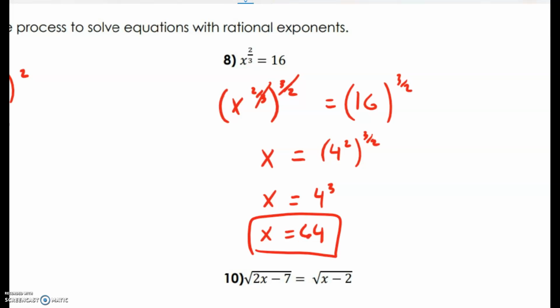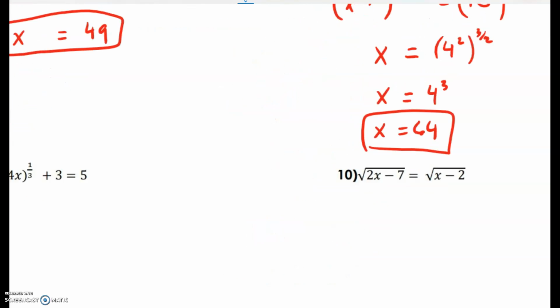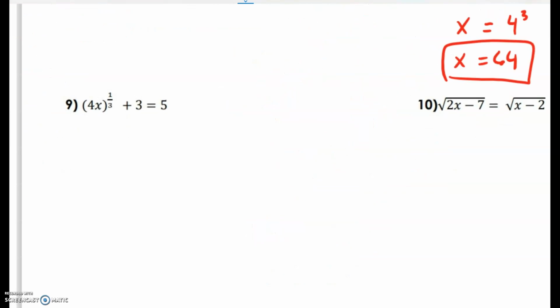64 is my answer. Okay, let's try another one like that. So we got (4x) raised to the 1/3, and then plus 3.